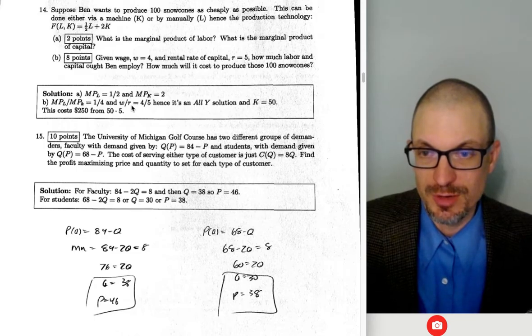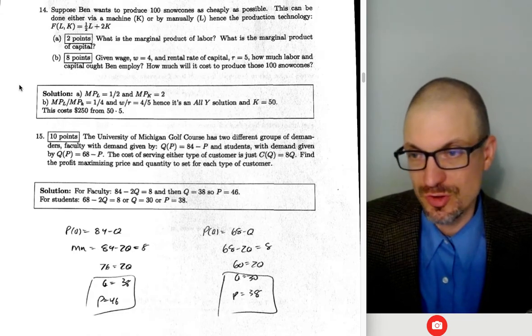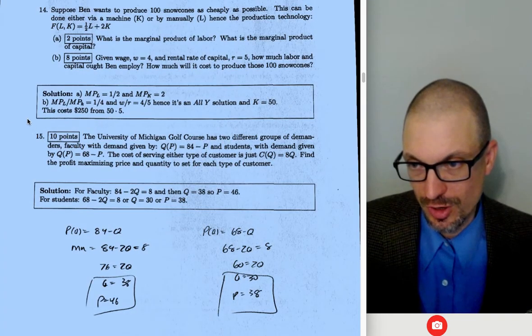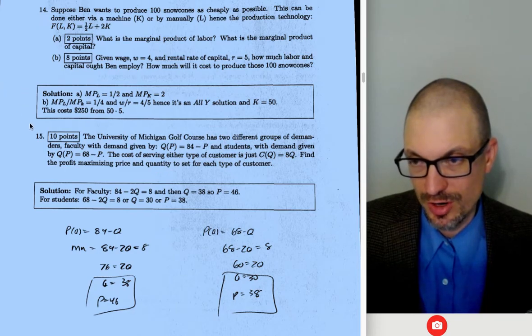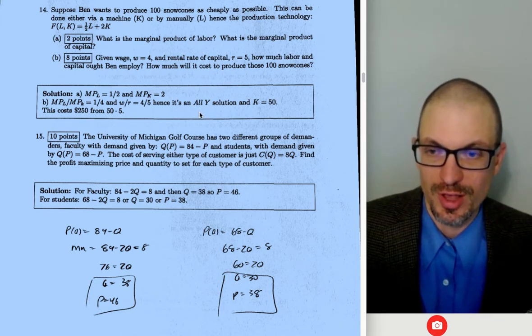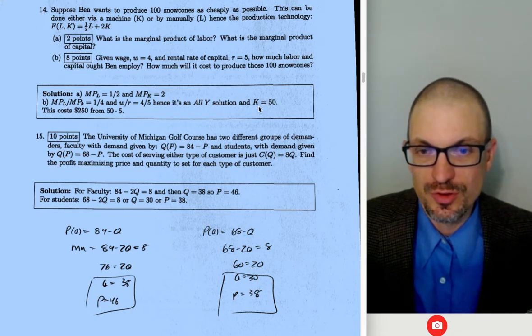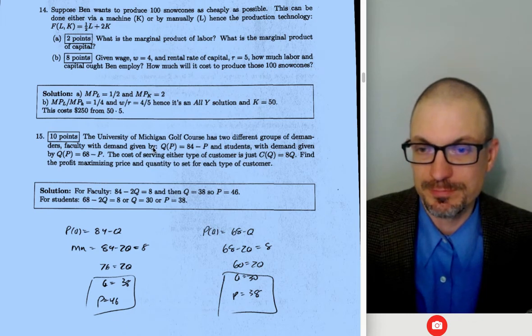So what? The isocosts are going to be steeper, so my smallest isocost is going to cross my isoquant on the vertical axis. It's an all-Y solution. Draw your isocost and your isoquant, and draw steeper isocosts, and the steeper one's going to cross on the vertical axis. You should sketch that out for yourself real quick. This is going to require 50 units of capital, 0 labor. That's going to cost $250, from 5 times 50.